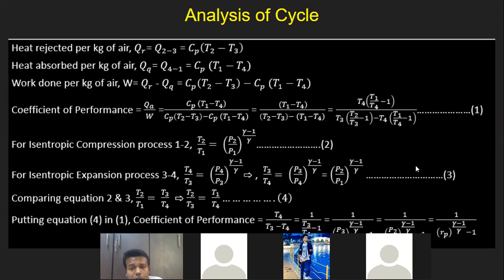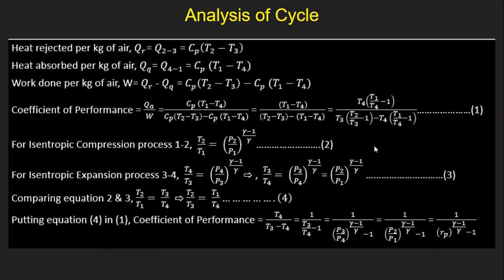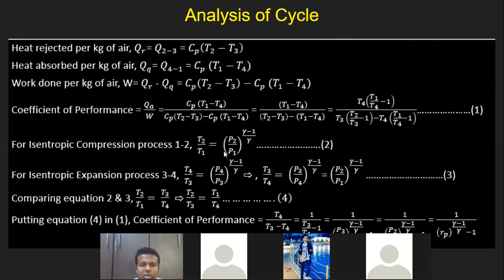Now all of you, compare equation number 2 and equation number 3. When you compare them, you'll observe that their right hand sides are equal, that is P2 by P1 raised to power gamma minus 1 by gamma. So you can equate the left hand sides. For equation number 2 it is T2 by T1, for equation number 3 it is T3 by T4. So T2 by T1 is the same as T3 by T4.